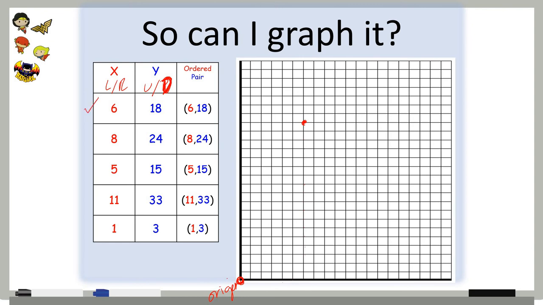So then the next one here, let's do 5 and 15. So it's a little bit easier for you to see while I'm counting. So I'm going to go over 5. So 1, 2, 3, 4, 5. Now I don't have to make those lines, but I want you to see how I'm counting. And then I have to go up 15. So 1, 2, 3, 4, 5, 6, 7, 8, 9, 10, 11, 12, 13, 14, 15, and then I plot my point.